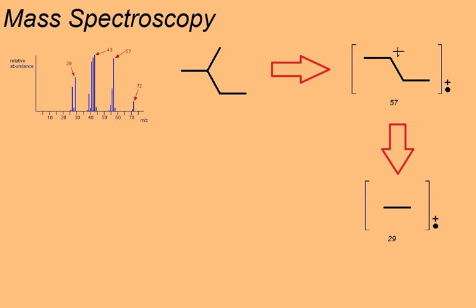The molecule can break up in different ways, of course. And so we could break the carbon-to-carbon bond here, which would again give us a secondary carbocation, more stable than a primary carbocation. The more substituted the carbocation, the more stable it is, and the more likely we're going to see a peak in the mass spectroscopy.